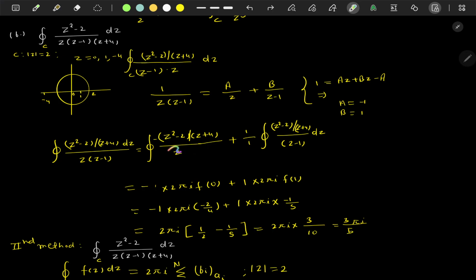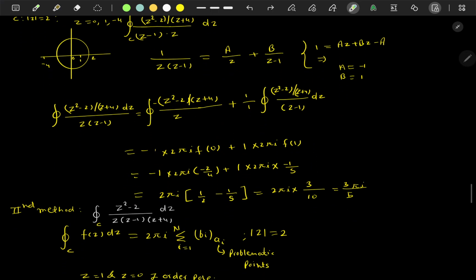So what you will do here: only power 1, here also power 1, so simply multiply with 2 pi iota and the value of the function at that point. So for z equal to 0, 2 pi iota and the function value. By putting 0 in the function, you get minus 2 by 4, equal to minus 1 by 2. Here, minus 1 by 5. So you have the value 3 by 5 pi iota.